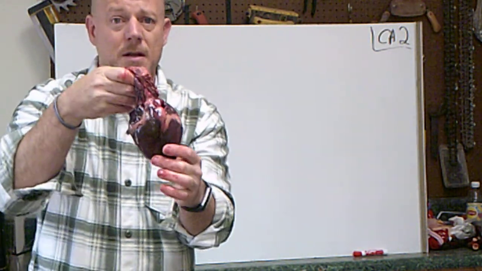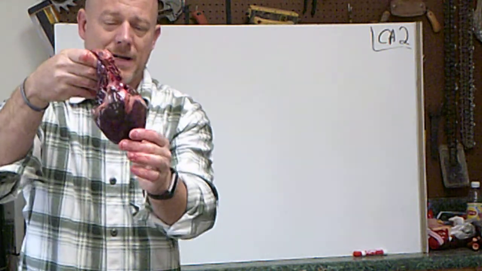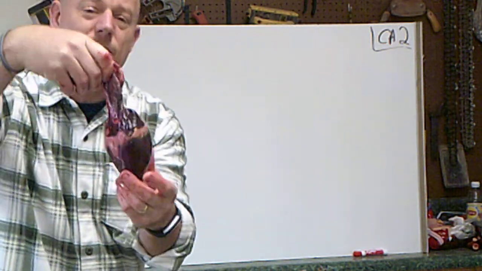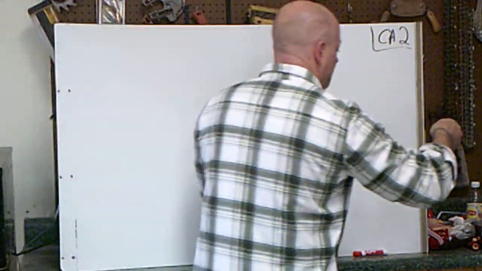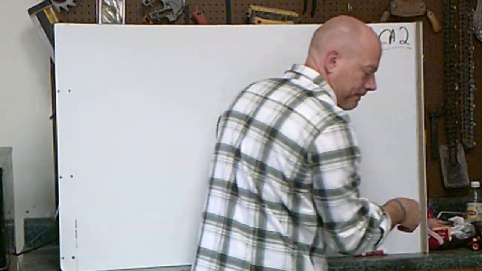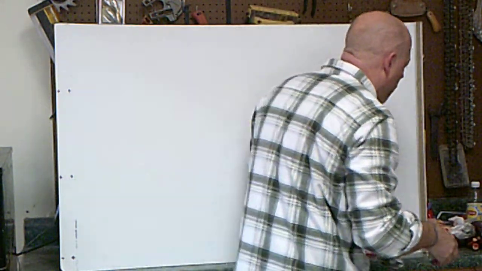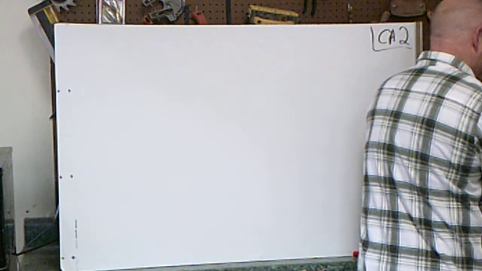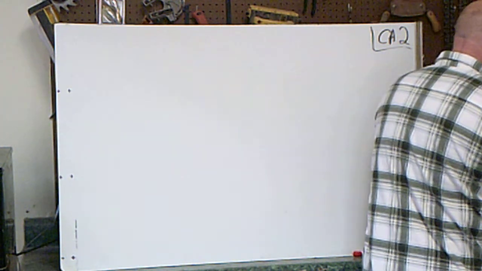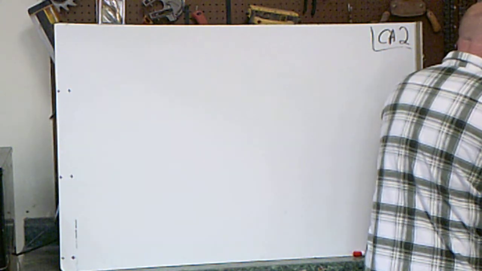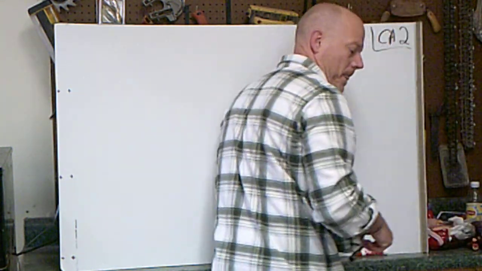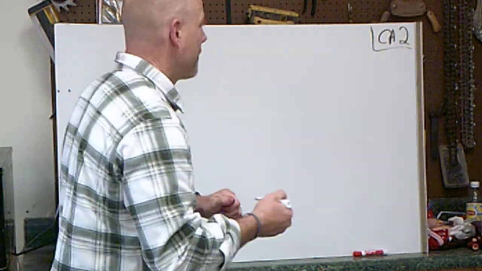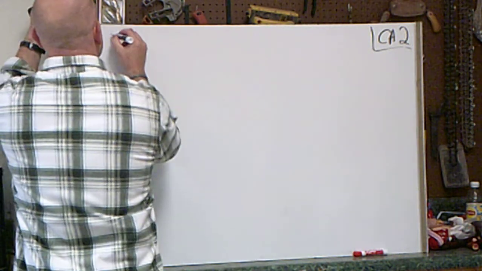I might as well start writing it down, but here's a quick heart. Some of you would be dissecting this heart if we had it, but we don't. So, let's go ahead and get going. This is kind of a gross video. I know I've got to kind of clean off my hands over here. But let's check out the layers of the heart on CA-2.